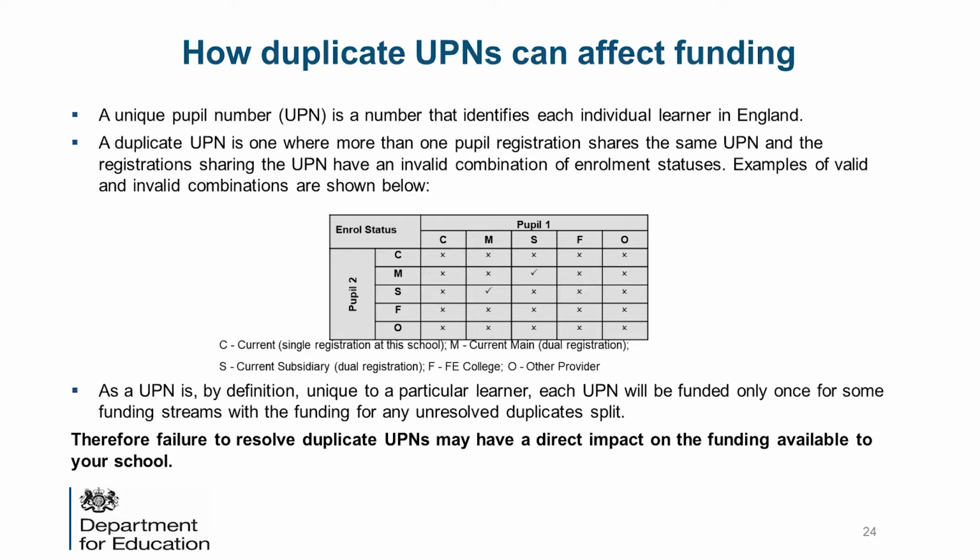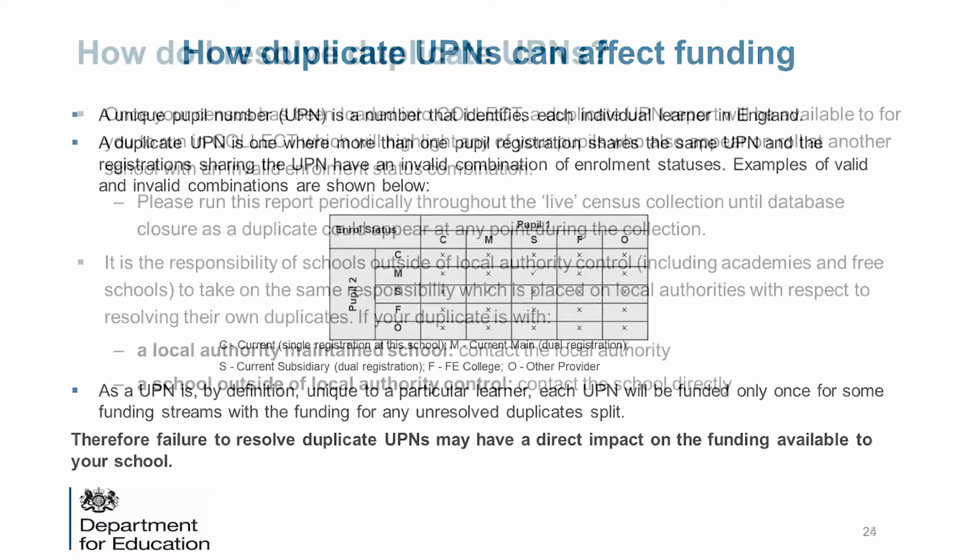There are 5 possible enrolment statuses, but for pupils registered at more than one school, the only valid combination is M, dual main, and S, dual subsidiary. You will see from the table, for example, that a combination of C, single registration, and M, dual main, will be treated as invalid, and funding may be split between the 2 enrolments if left unresolved.